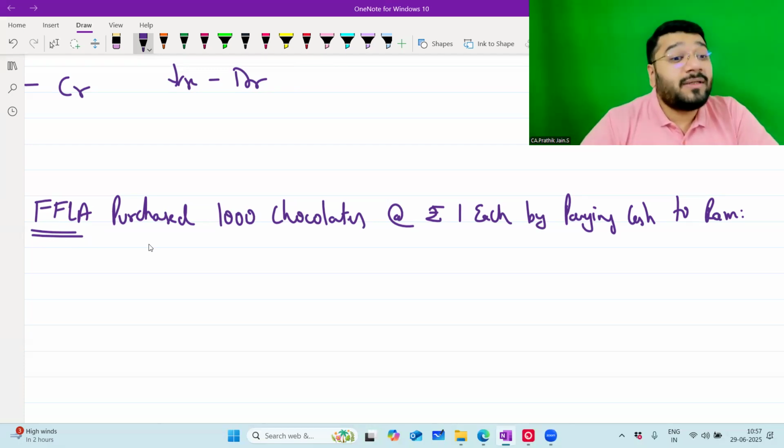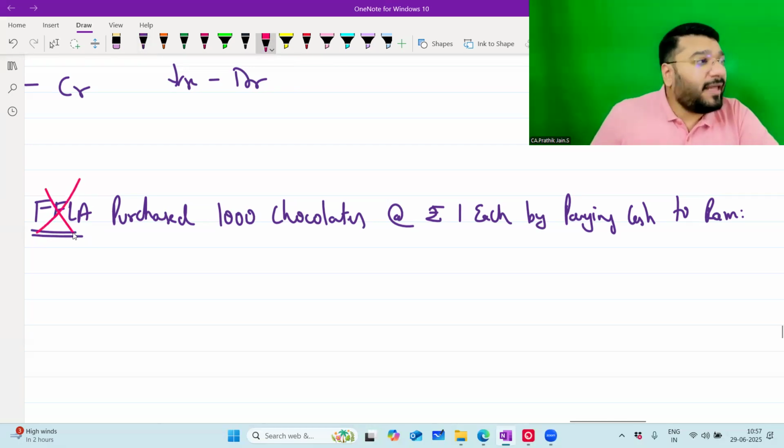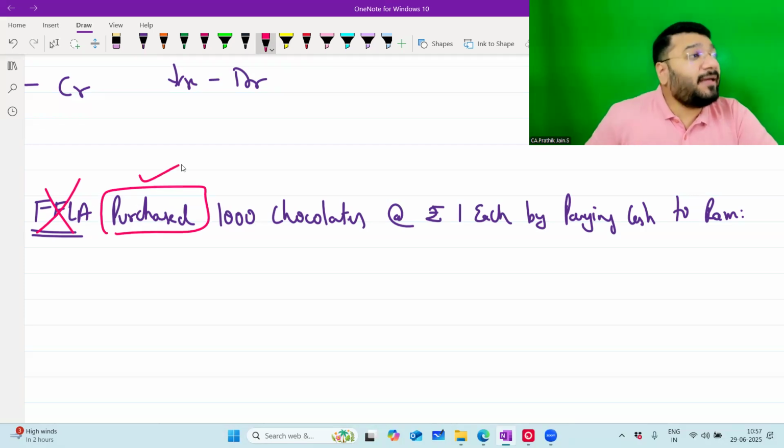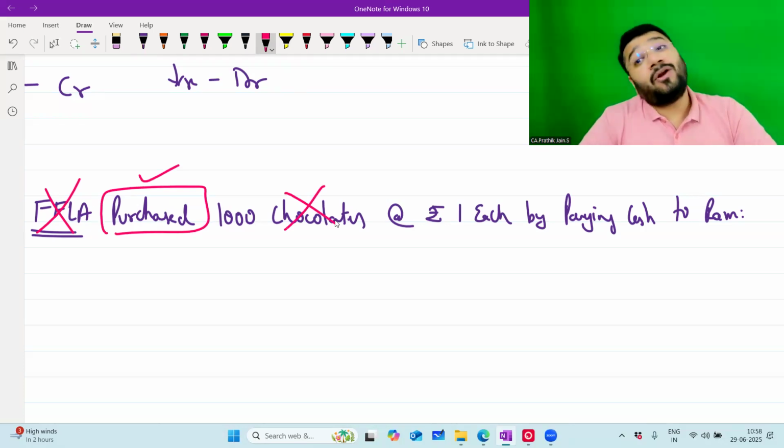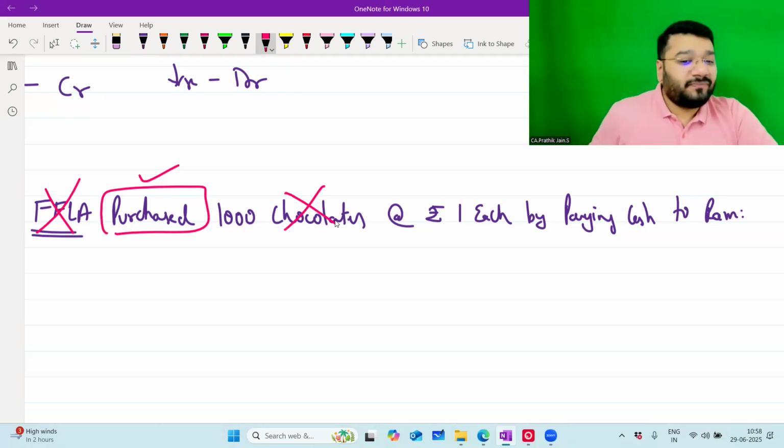Tell me how many accounts are there in this transaction? Are you sure? It's a big question, a lengthy one. So 3 also could be there. Tell me. 2 accounts. In FFLA's books, I will not open an FFLA account. Purchase account and cash account. I'm in the business of buying and selling chocolate, so purchase I need to record because it is my expense. Chocolates is stock. The chocolate account is nothing but the stock account. I'll open it, but not now, at the end of the year.